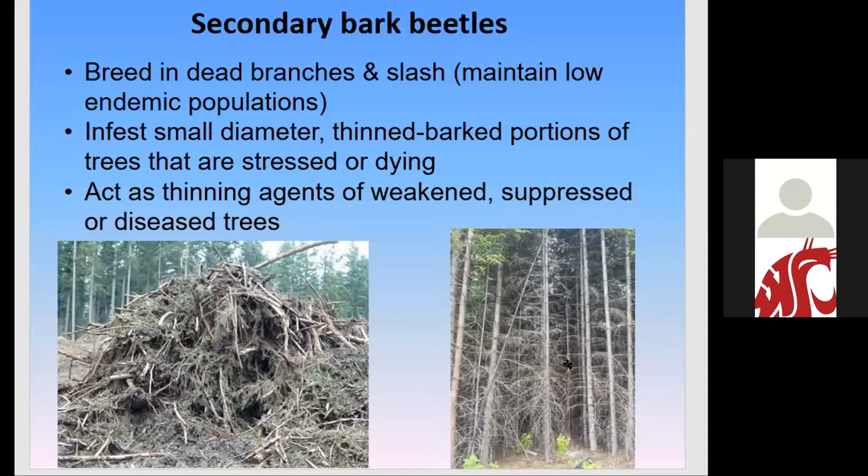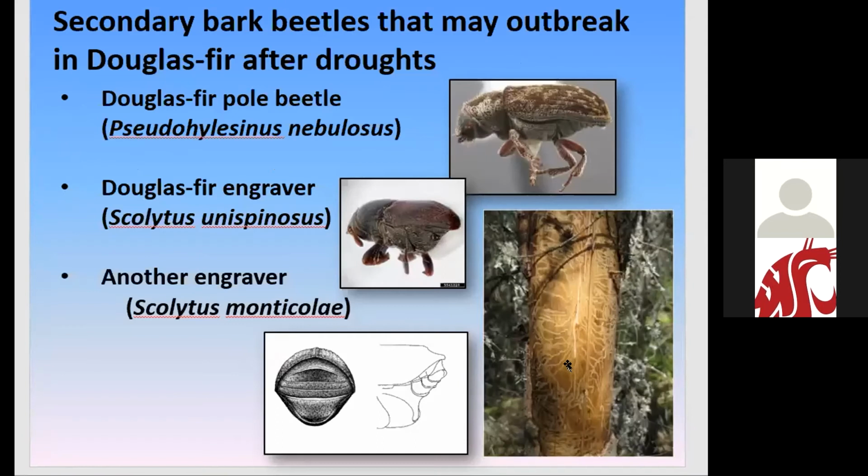So secondary bark beetles are a group of bark beetles that typically infest trees that are usually first weakened by other agents like root disease or drought. They're oftentimes able to do damage to trees that are under stress, but normally they lack the capacity to kill otherwise healthy trees. And three of them that we have here are Pseudohylesinus and a couple of Scolytus beetles.